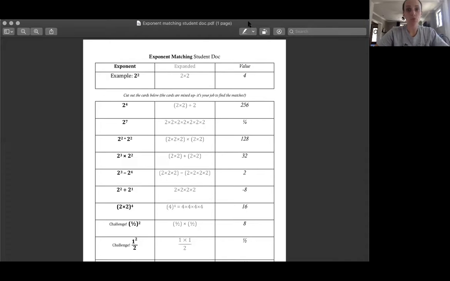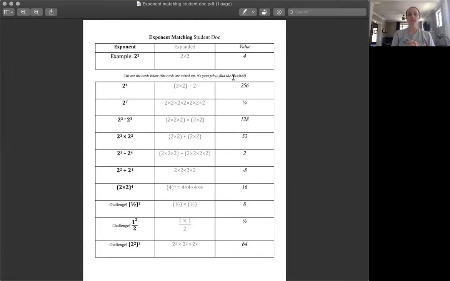This video is going to help you figure out how to do the exponent matching activity. What you're going to receive is a student doc. Before you get started, you're also going to need a piece of notebook paper or a blank piece of paper. You'll need glue and you'll need scissors. So let me share my screen with the doc that you should receive.